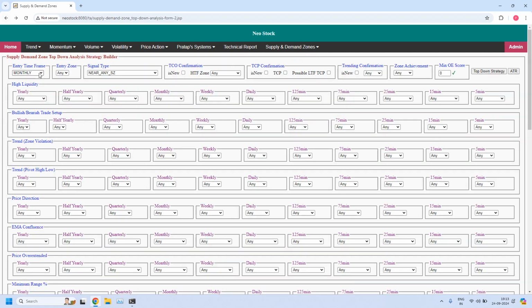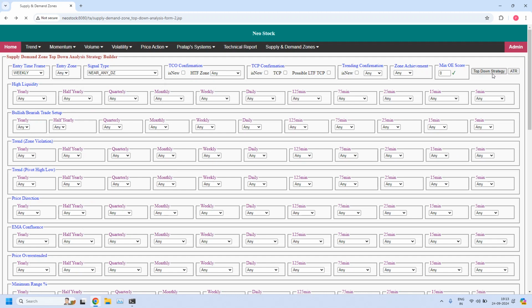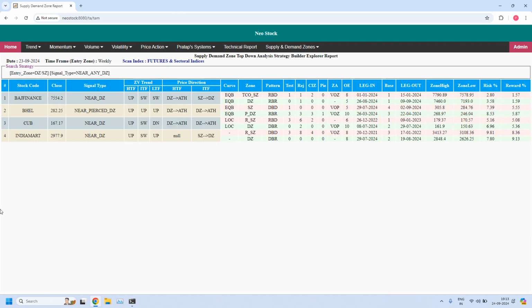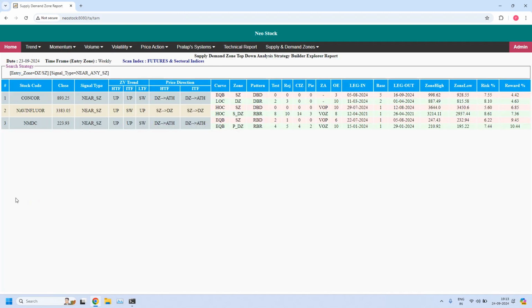Next time frame is weekly. Let us find the stocks near weekly demand zone. 4 stocks are filtered. The next report for weekly time frame, let us find the stocks near weekly supply zone. 3 stocks are filtered near to the weekly supply zone.